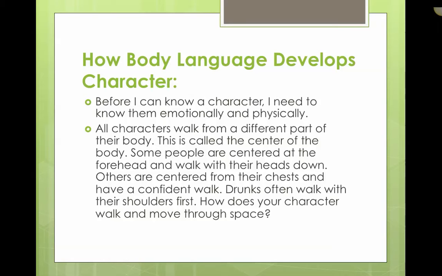All characters walk from a different part of their body. This is called the center of the body. Some people are centered at the forehead and walk with their heads down. Others are centered from the chest and have a confident walk. For instance, drunks often walk with their shoulders first, that dragging approach to walking, almost hunched over or slumping. How does your character walk and move through space?